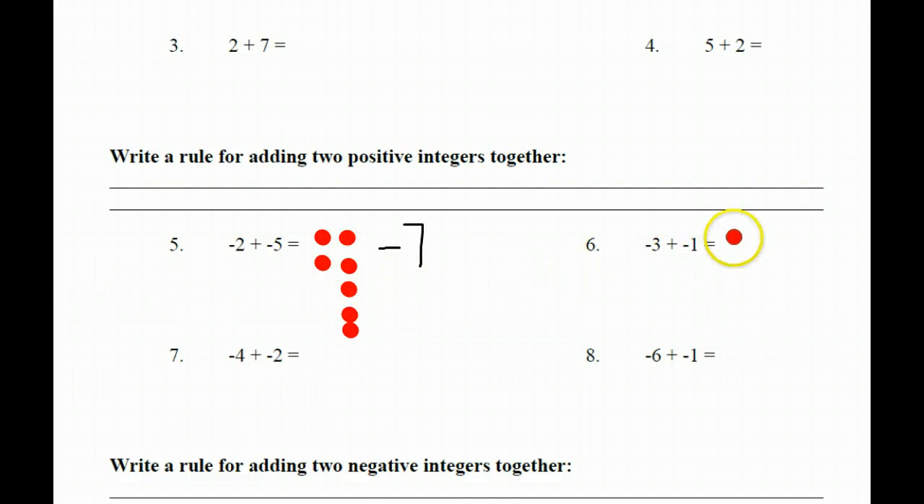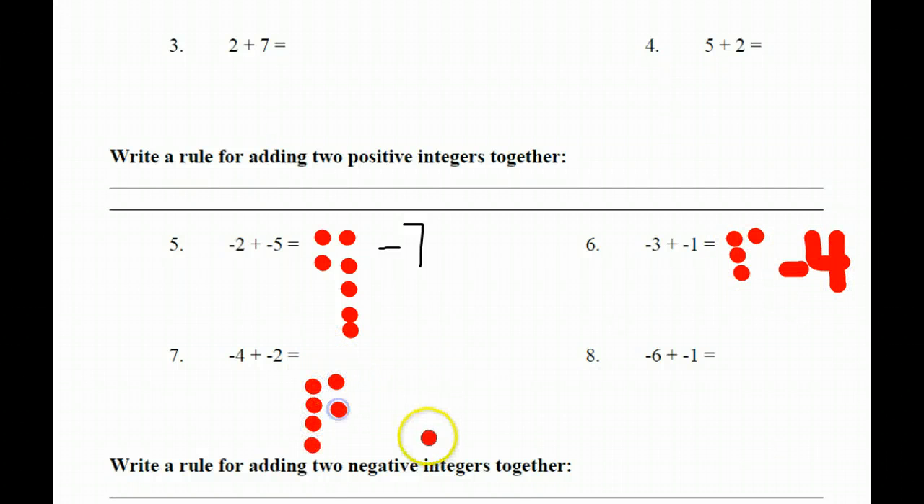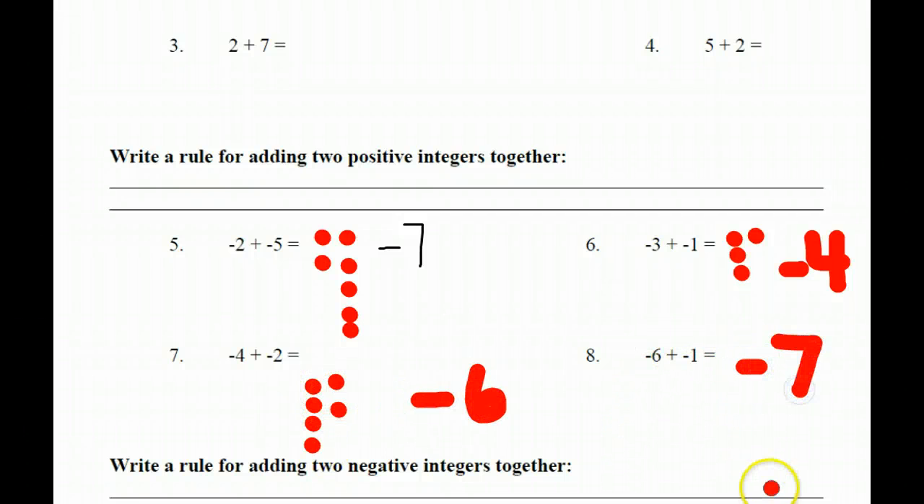So I could take -3 and -1, and I can see that there are 4 negatives there. My answer would be -4. I've got -4 and -2. I can see there are 6 negatives. My answer is -6. I've got 6 negatives and 1 negative. Answer is -7. That's as far as we got in class today on that, so that's where I'm going to stop.